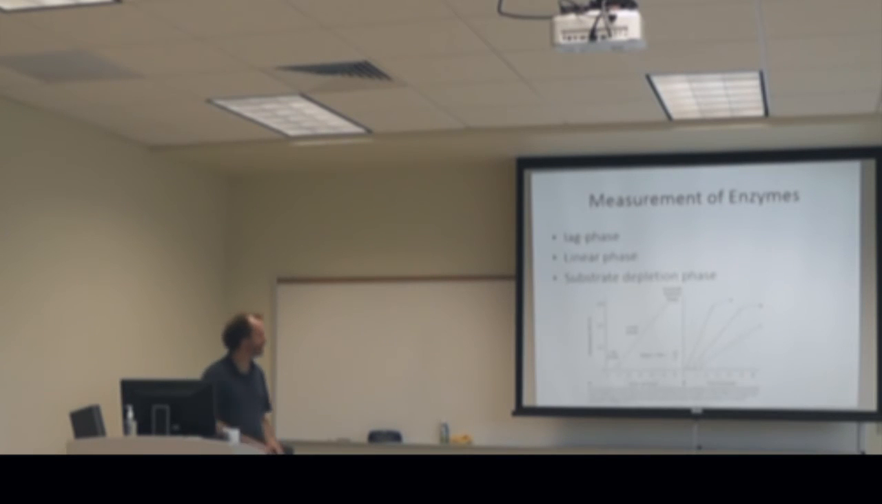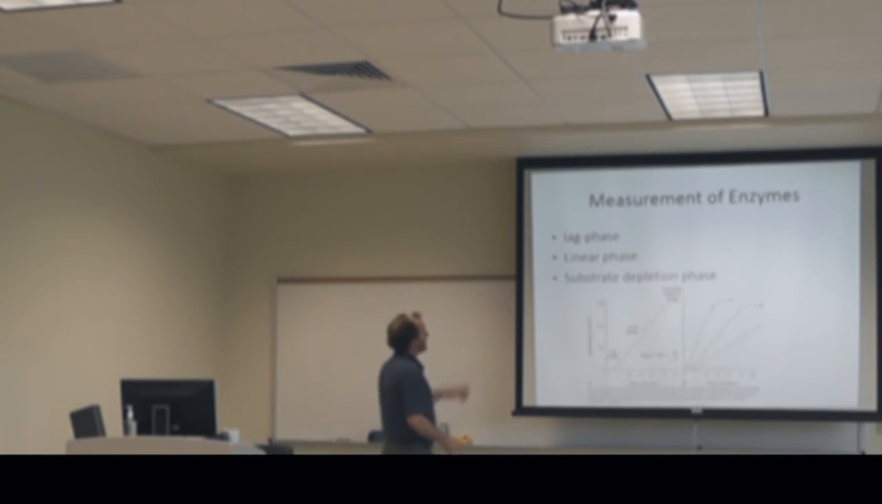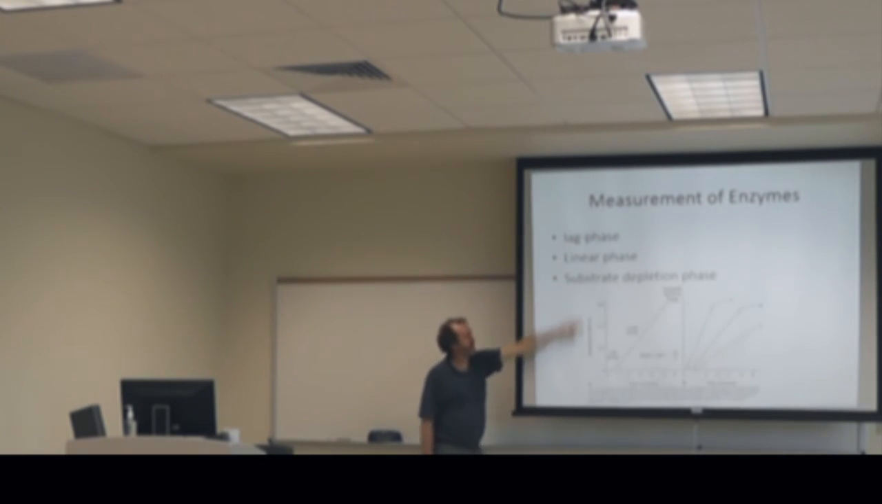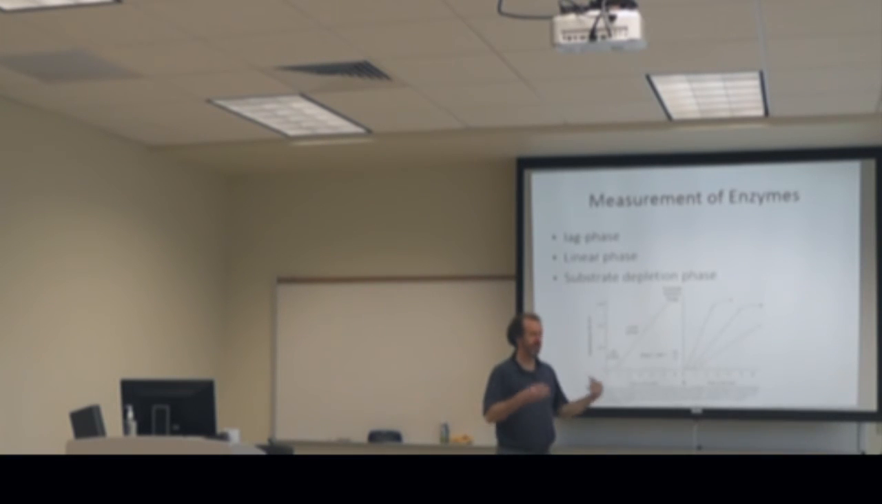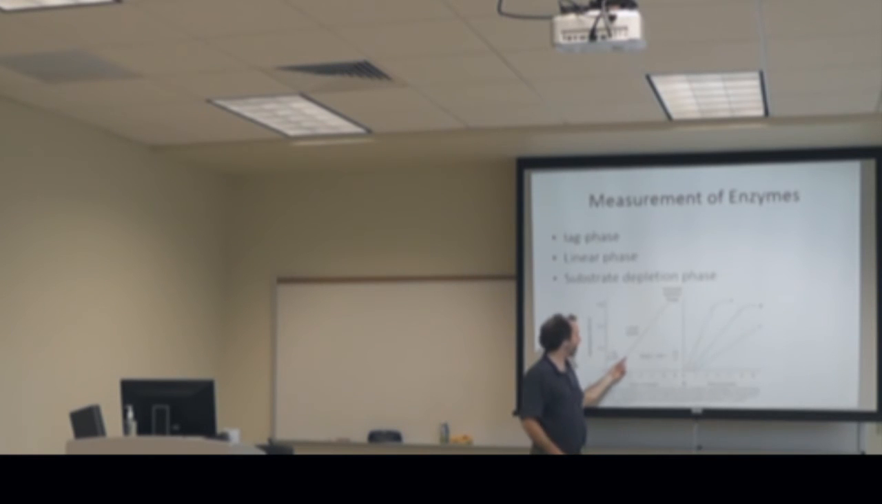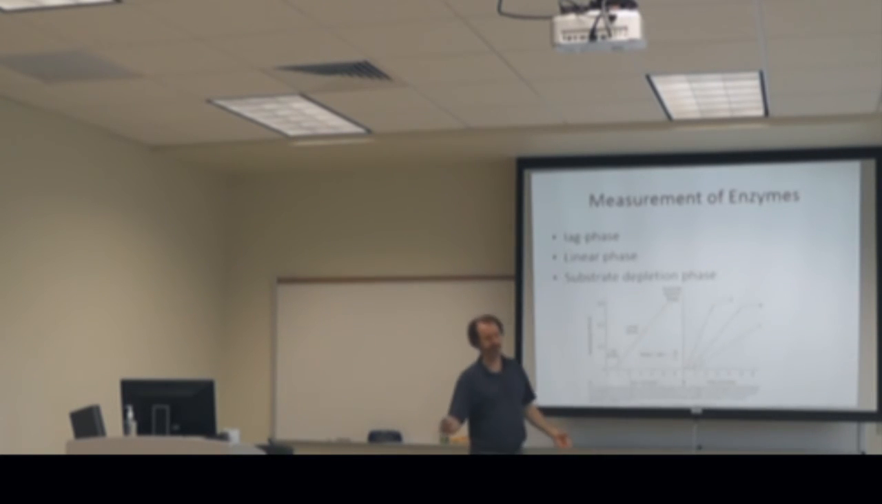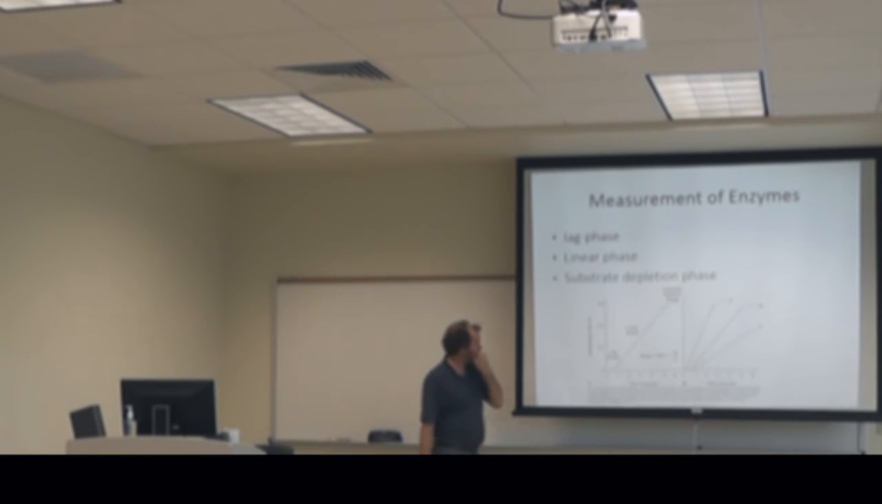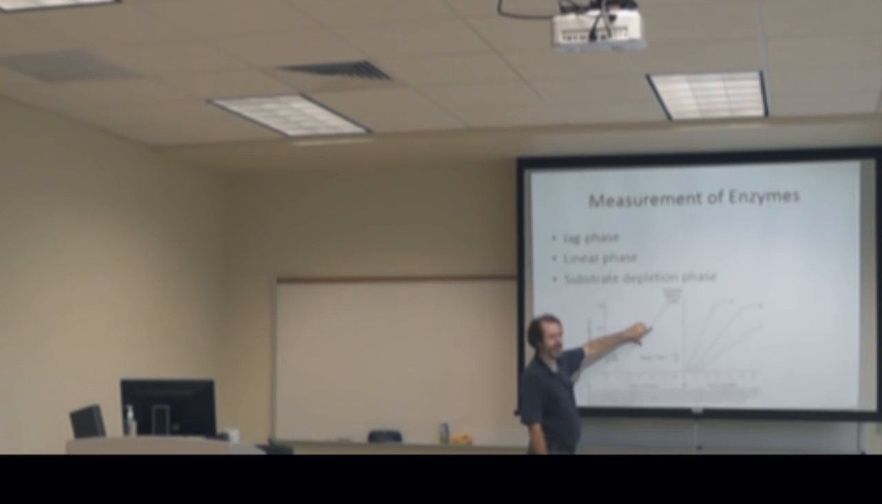So measurements of enzymes. There's 3 phases, right? We have a lag phase, a linear phase, and a substrate depletion phase. And what happens is the lag phase is when it's just getting mixed. There's a little bit of lag before the reaction. Then you have a linear phase where you have a constant production of product. And then the substrate depletion phase, you're starting to run out of substrate, so you're not going to produce any more product. And that's how it works, right? So we want to measure during this linear phase probably.